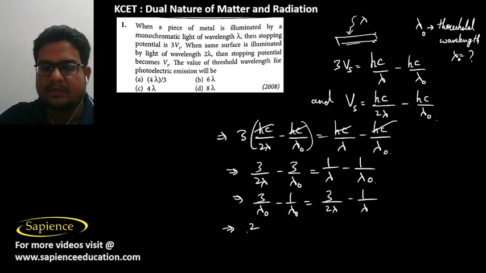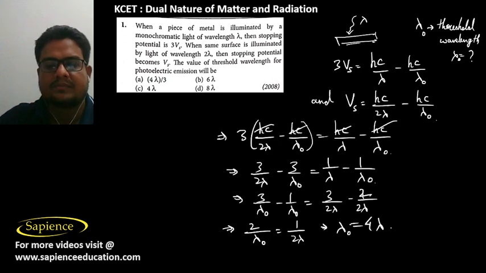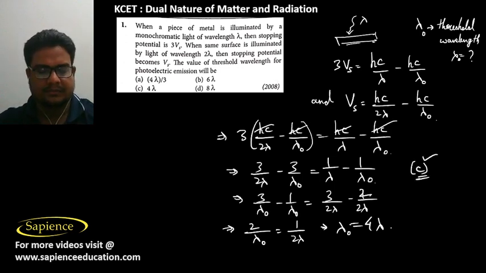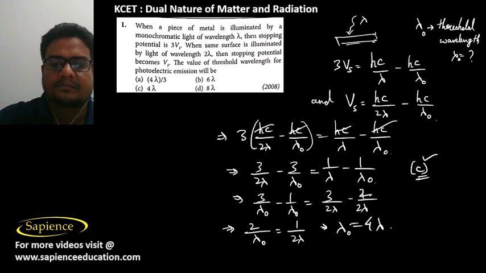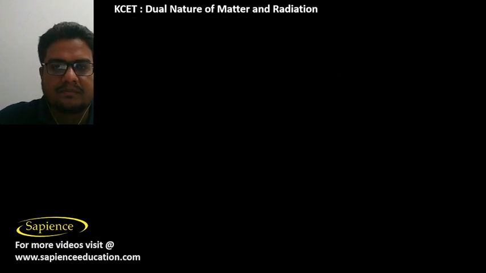So therefore I can write this as 2 by lambda naught is equal to 1 by 2 lambda. Therefore lambda naught is equal to 4 lambda. So option C is the correct answer. Therefore the threshold wavelength is 4 lambda.